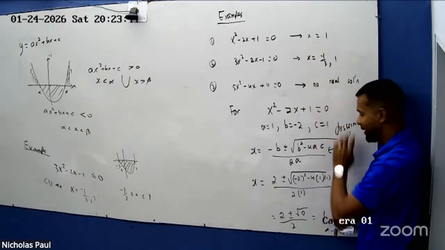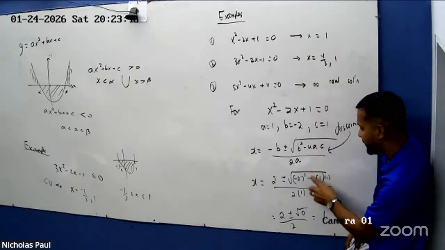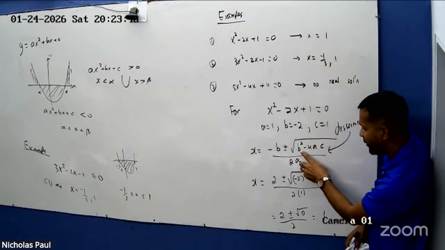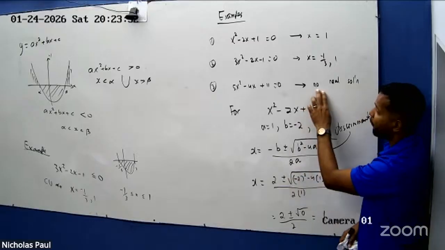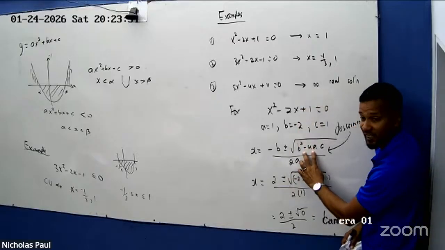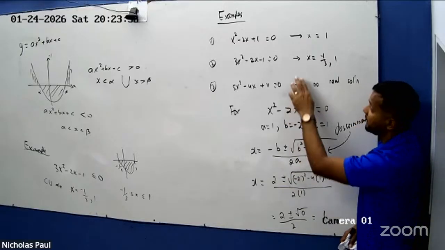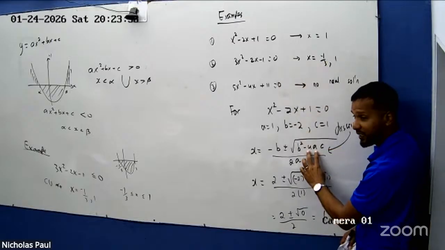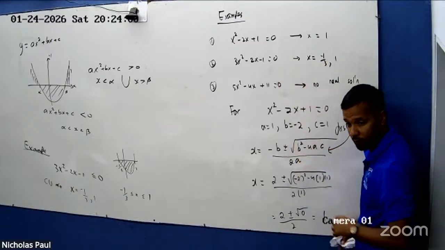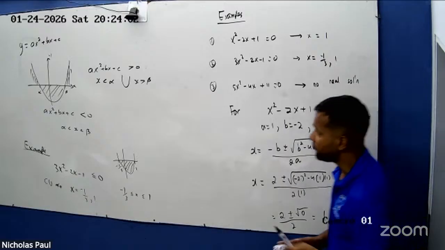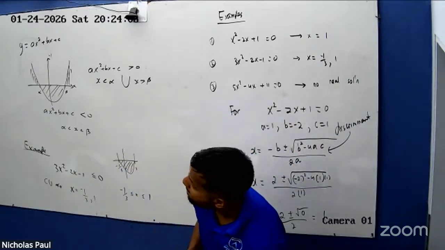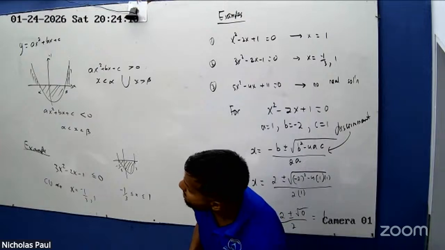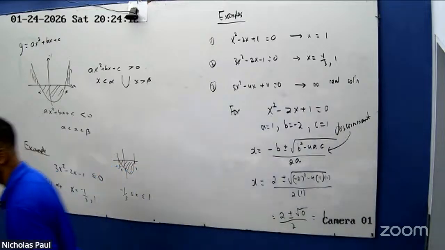To end up with one solution, b squared minus 4ac is equal to 0. To end up with no solution, this is less than 0. To end up with two solutions, this is more than 0. Everybody okay with that? Copy that down. Let me give that a little note.